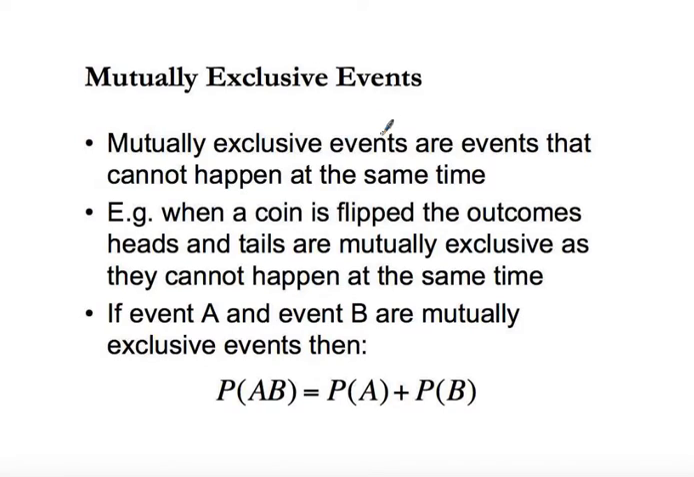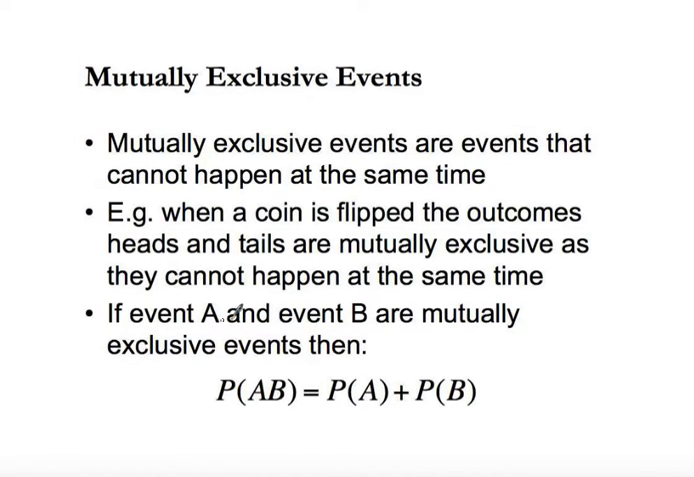So we're now going to look at a couple of types of events. We're going to go into these in more detail with S1 anyway, but it's just to get used to the vocabulary, just introduce it briefly. Mutually exclusive events are events that can't happen at the same time. So when we flip a coin, for example, the outcomes heads and tails are mutually exclusive because they both can't happen at the same time.